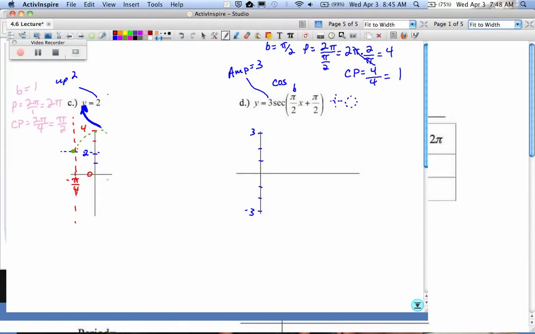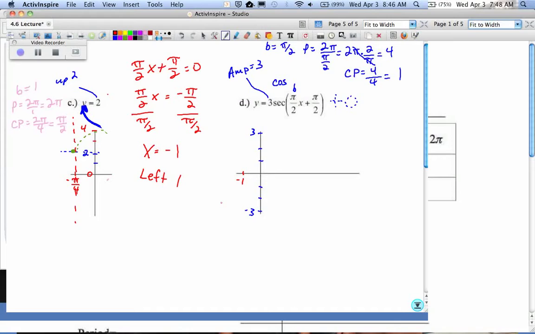Okay. So my phase shift is pi over 2 x plus pi over 2. I set it equal to 0. I subtract the pi over 2 to the other side. And now when you divide by pi over 2, I have a phase shift of -1. So this means everything is going to the left 1. I'm going to mark that in red so that you know, hey, we shifted it to the left. So normally we would start at a 0 for a critical value, now it's to the left 1.